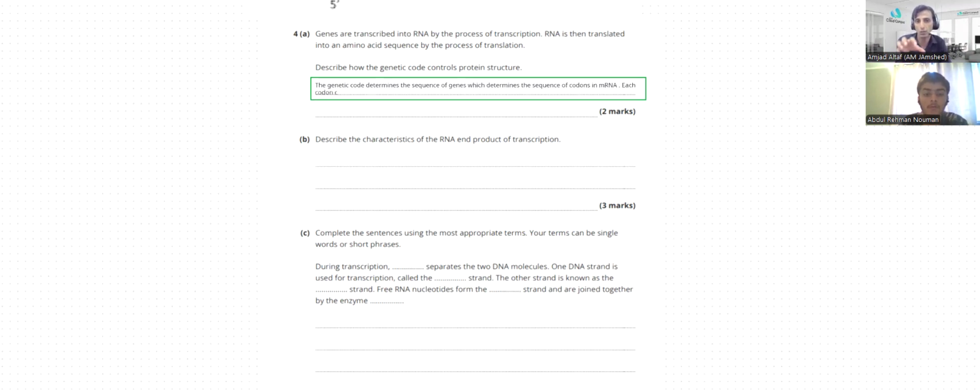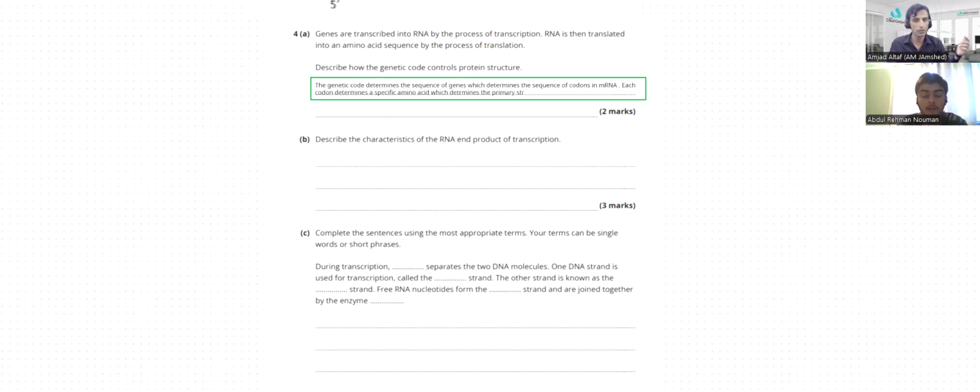Describe how the genetic code controls protein structure. Before that, we need to talk about the transcription, because it's a process. Transcription, then translation. The sequence of bases in DNA determines the sequence of codons, because codons are in messenger RNA. That's why we use this term, sequence of codons in messenger RNA, because that's a code, right? Are you getting this point?